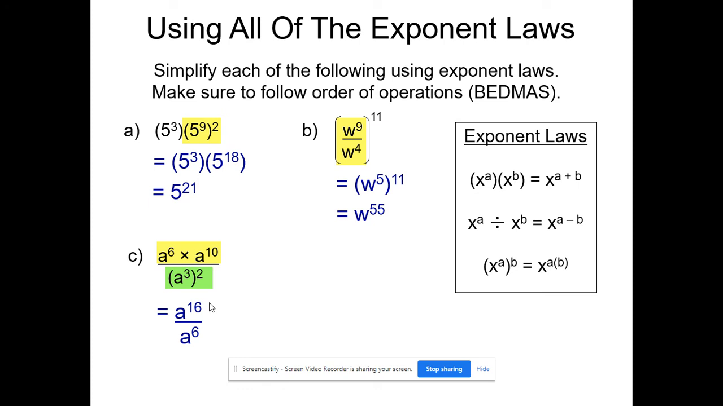And then from here, it is just a division question. a to the 16 divided by a to the 6. We don't divide our exponents, we subtract. So 16 take away 6 is 10. So I get a to the power of 10.